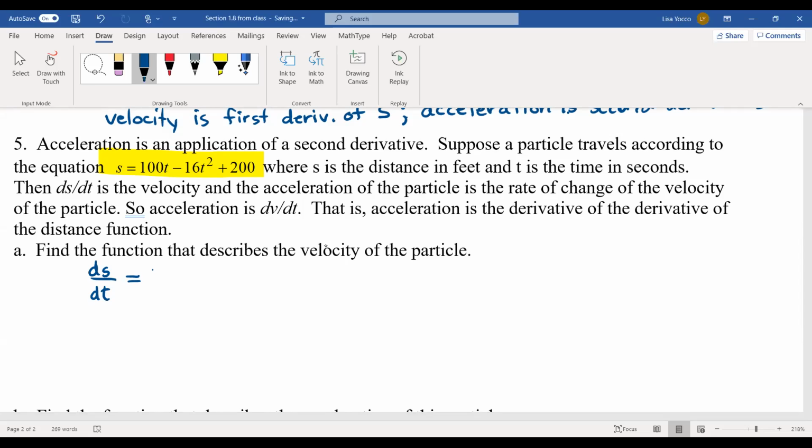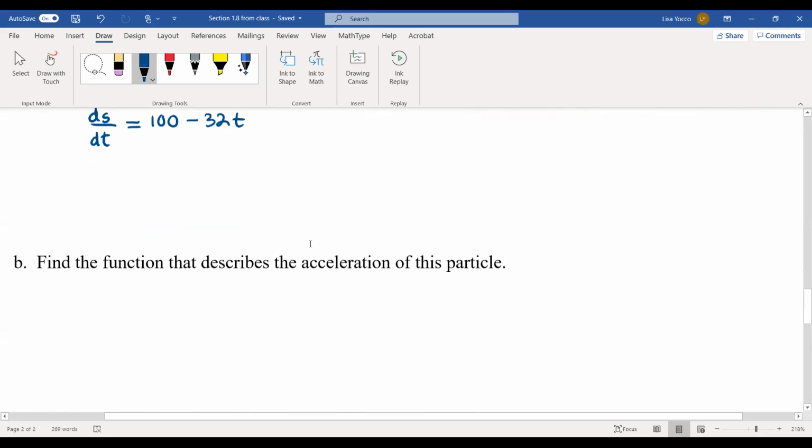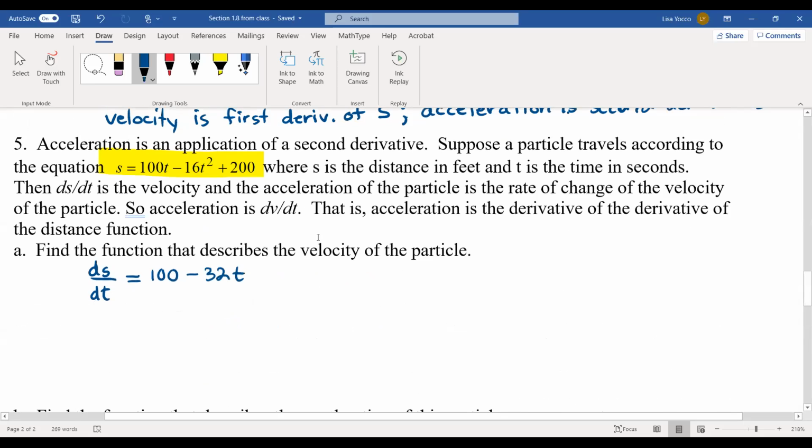All right, so 100t, derivative of that would be 100. For minus 16t squared, I'll multiply 2 by 16 is 32. Subtract 1 from the power gives me t. All right, and then for 200, that's a constant, and that's it. Okay, so that's the function that describes the velocity, and the units involved here would be feet per second.